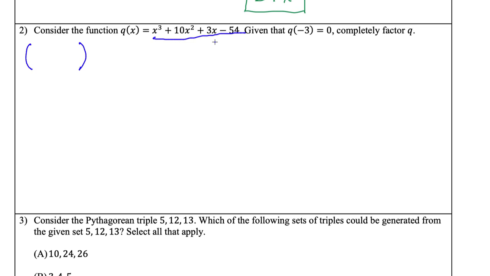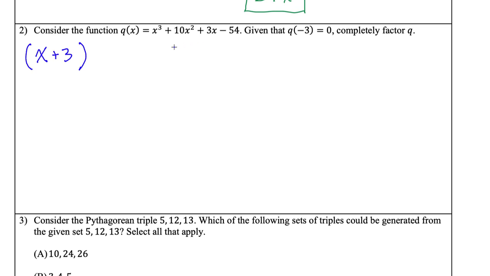What is one of the factors of this polynomial? You take the opposite of the -3 and it becomes +3, and I therefore know that x plus 3 is one of the factors. If q of -3 gives me 0, x plus 3 must be one of the factors. I take the opposite number, it's a +3, that means x plus 3 is a linear factor of this polynomial.